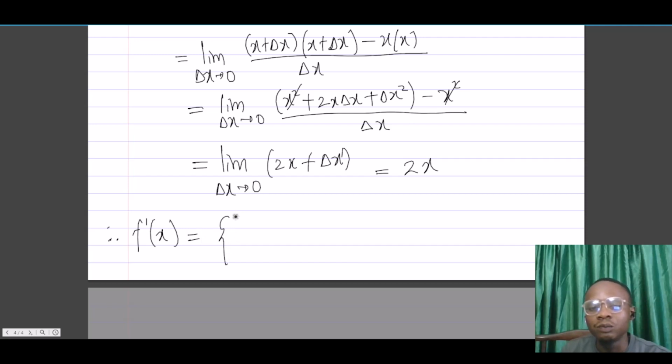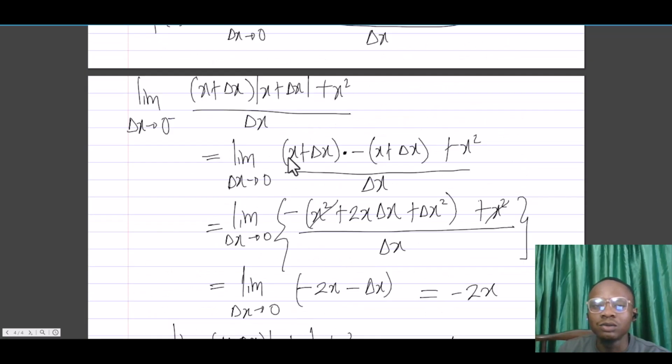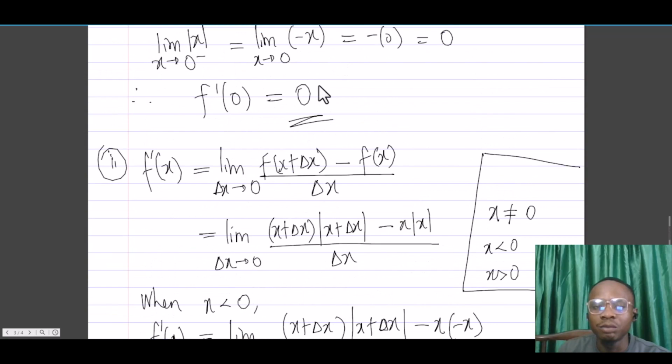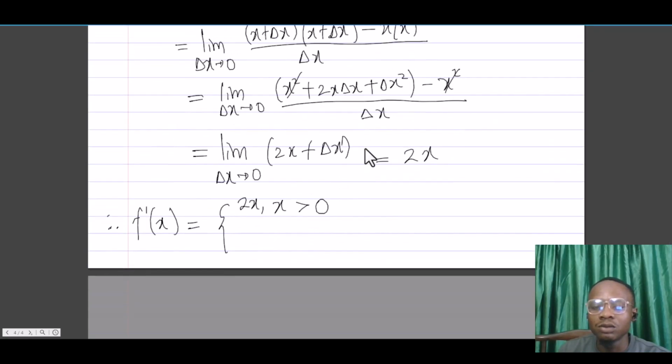It is equal to 2x if x is positive, like we just obtained now. I've seen that f prime of x is equal to 2x if x is greater than 0, and it is equal to 0 when x is equal to 0, from the first part of the problem. And we have seen up here also that it will be minus 2x when x is less than 0. Because this is the derivative of the function.